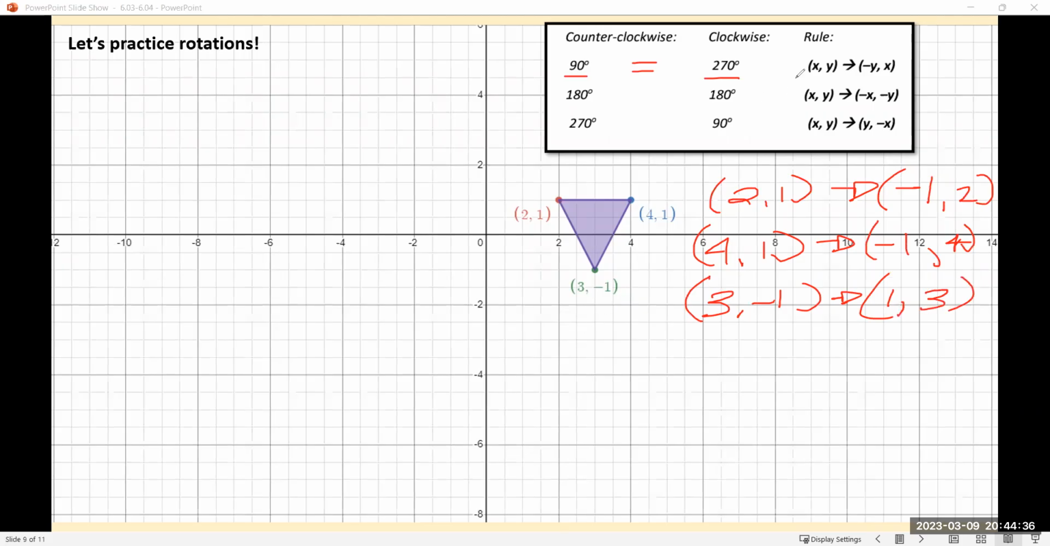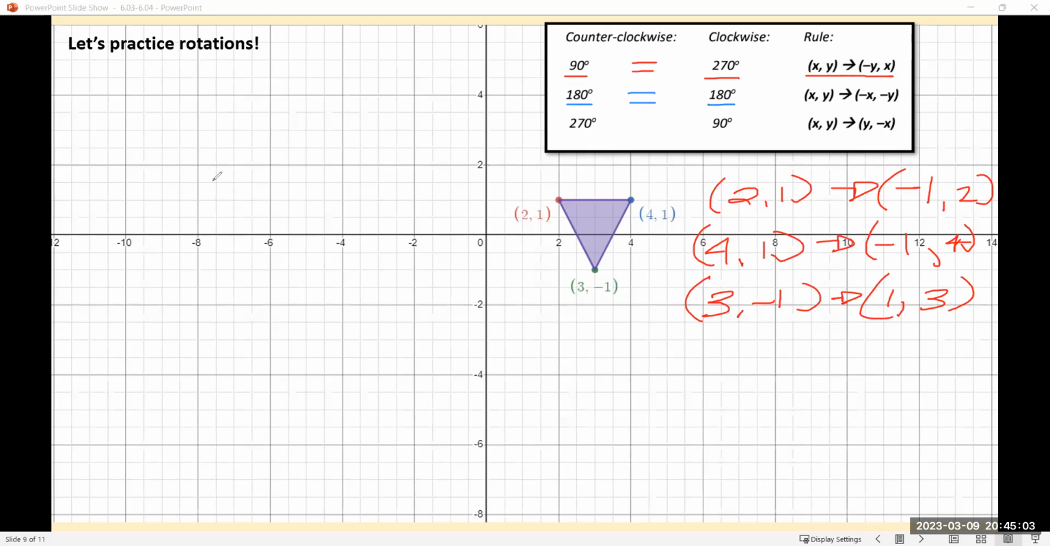Okay, so that's all you have to do. All you have to do is just look and see what that rule states. Now let's look at the 180 rotation. This one is a little bit different, because a 180 counterclockwise is really the same thing as a 180 clockwise. Remember, a 180 is a 180. It's kind of like just rotating it around.